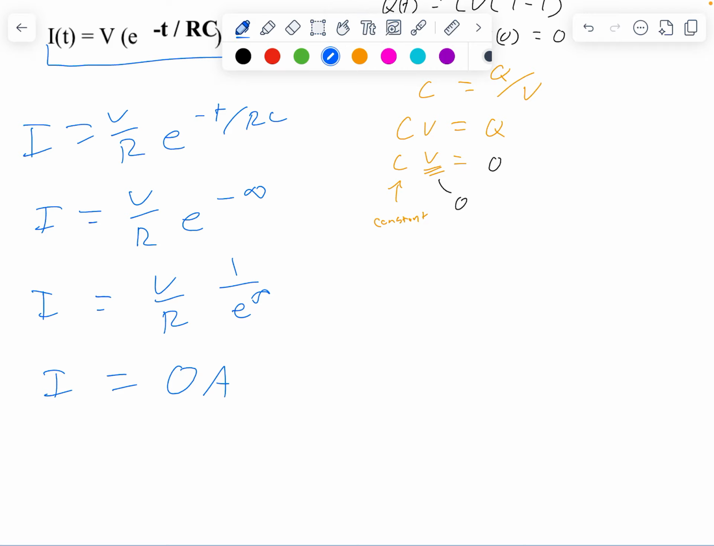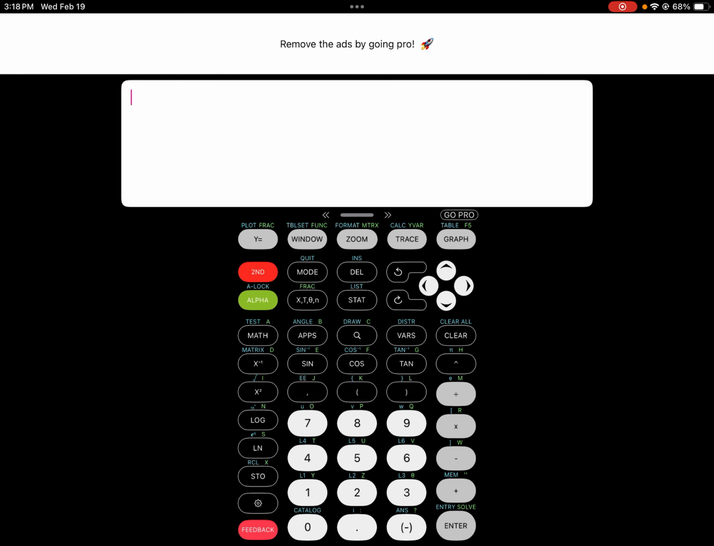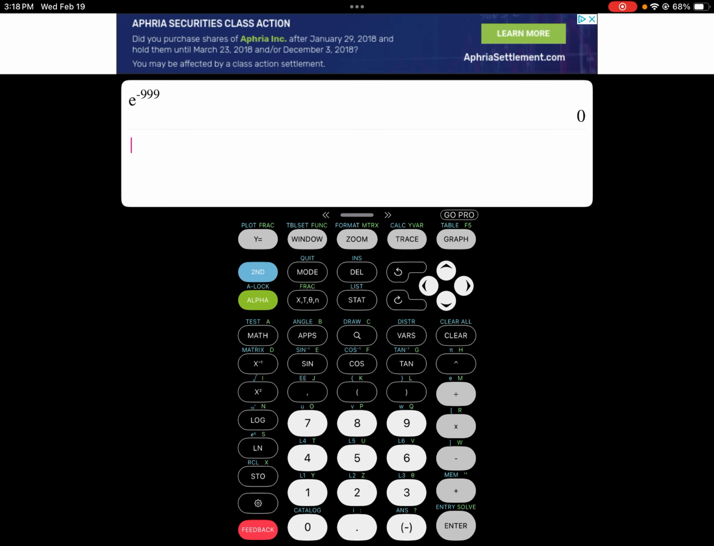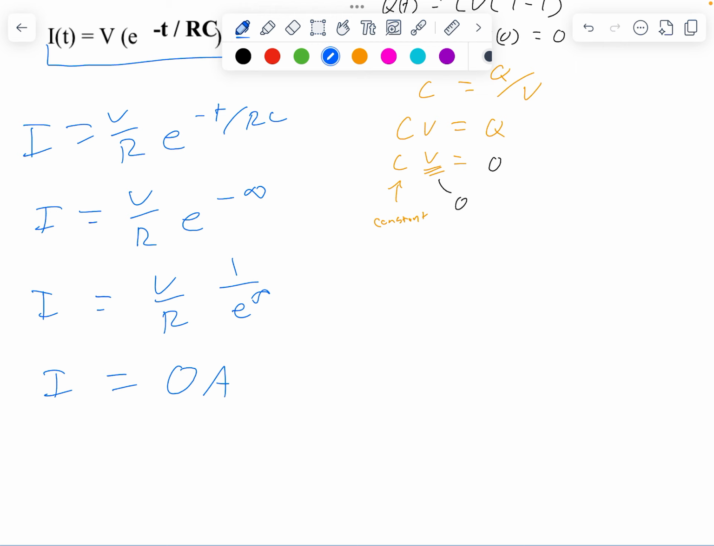And again, you can see this on your calculator here. I don't need to go all the way out to time equal to infinity. If I just take my e function, negative, let's just go, whatever, 999. Even at that, it's not actually 0. It's 0.0000, so many zeros, in fact, that your calculator doesn't even have storage registers to give you a value. So when you say after some amount of time, the current that flows through it is equal to 0. Great.